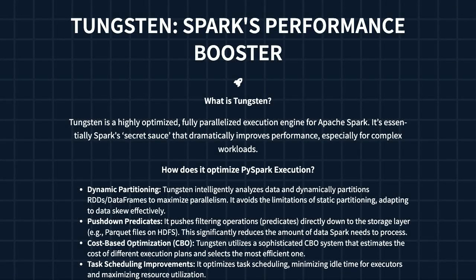Okay, let's talk about Tungsten. It's a really important part of modern PySpark. Think of it as Spark's secret weapon for speed. Tungsten is the super efficient engine that handles how your data gets processed. It does things like dynamically splitting your data into pieces to make sure every executor has its work, and it pushes filters right down to the source files so Spark doesn't have to read everything. It also uses smart estimates to figure out the best way to do things. Basically, Tungsten makes PySpark a whole lot faster, often by 2 or 3 times better than older versions. It's one of those behind-the-scenes changes that can make a massive difference in your Spark applications.